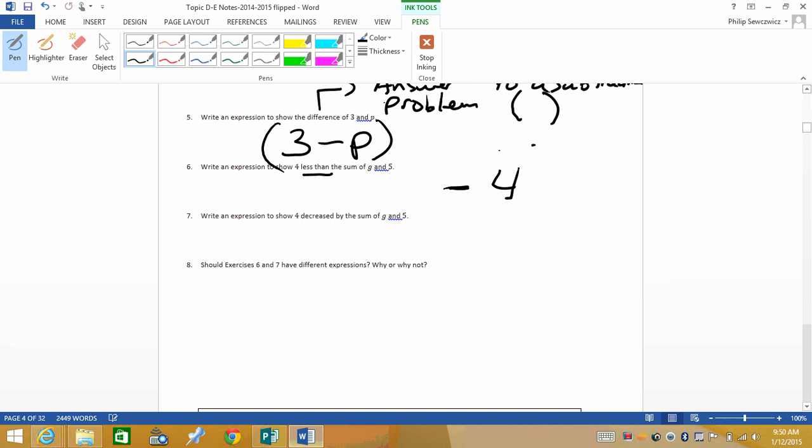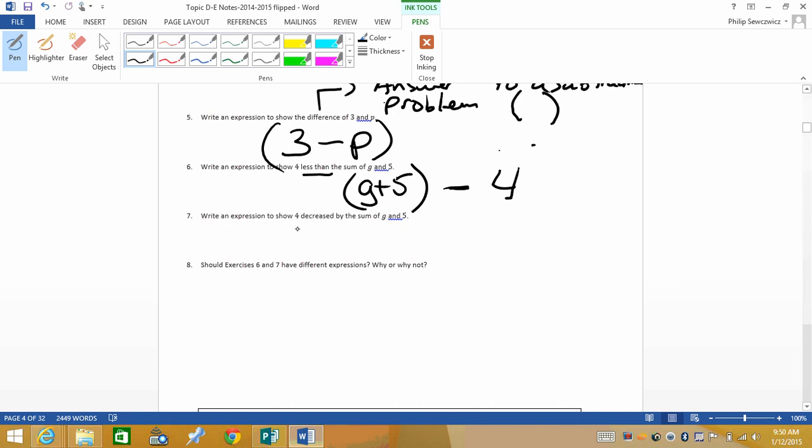Sum means to add. So we're going to add G and 5 together, but who has to make an appearance? Yeah, we'd like our parentheses to make an appearance because sum is the answer to an addition problem. Now, do we need the parentheses here though? Technically no, because we're going to go left to right anyway. But again, safety net, let's make sure we put that in there.